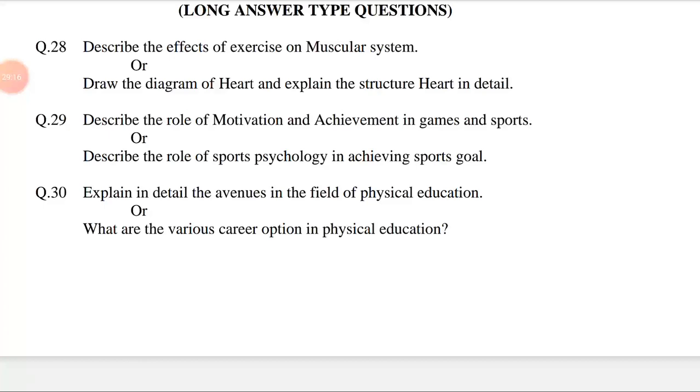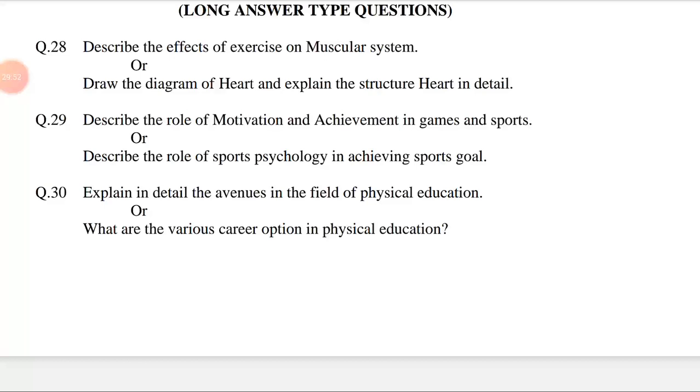Question number 29. Describe the role of motivation and achievements in games and sports. Describe means report, narrate, give detail. Role, part, character. Motivation is a driving factor for action, achievements to carry out successfully. This question is related to chapter number 3, psychological aspects of physical education.